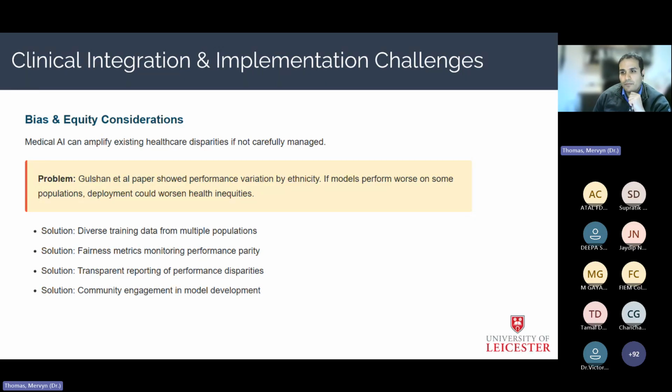Algorithms that are trained on one population may not generalize well to other populations. And the solutions, what might be needed, is diverse training data from multiple populations, fairness metrics, monitoring performance parity, as well as transparent reporting on performance disparity. Specifically regarding reporting, there are a number of initiatives now ongoing regarding how you should report AI studies. And finally, community engagement is important when you have this model development as well.